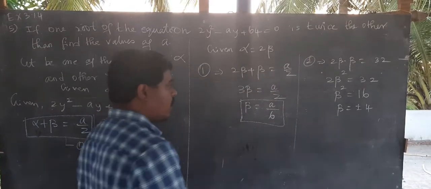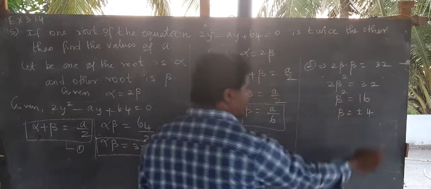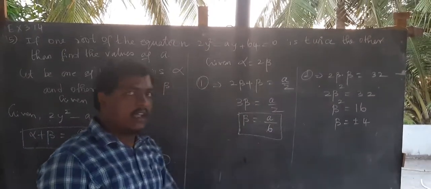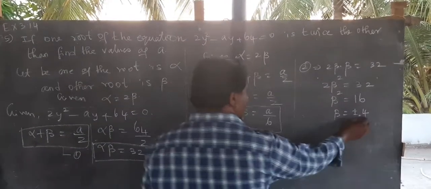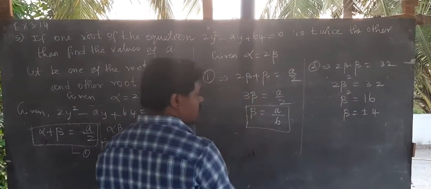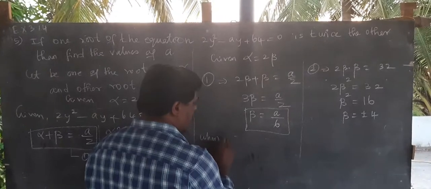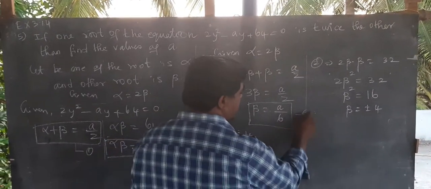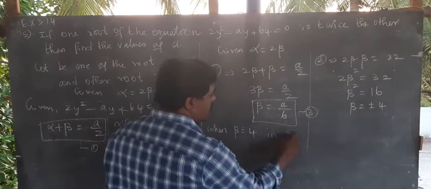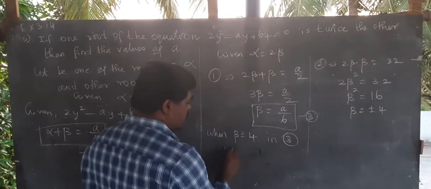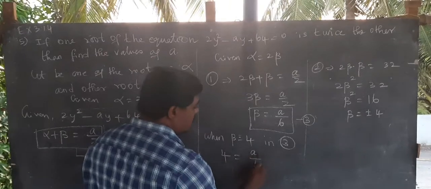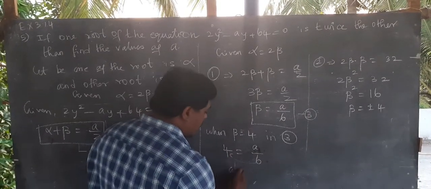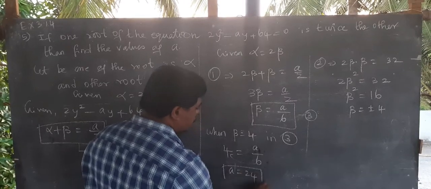Now we have to find the value of a. Where we are having a, here we are having a. So for beta equal to plus or minus 4, we have to apply here 4. Then beta equal to 4. This is equation number 3. In 3, 4 equal to a by 6. This 6 into 4, 24. We are getting a equal to 24.